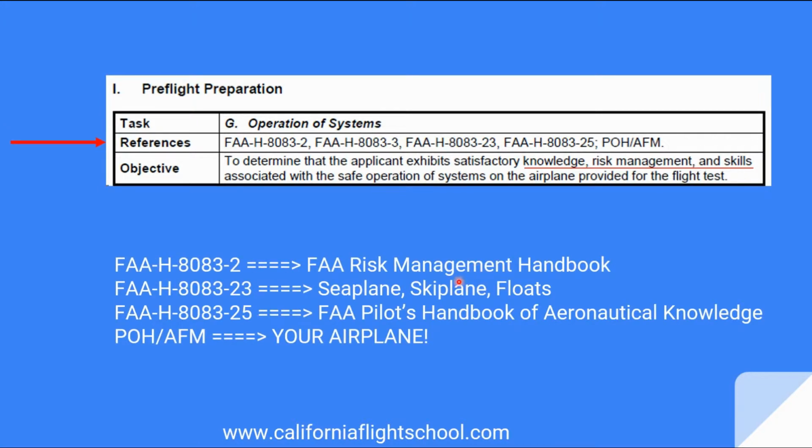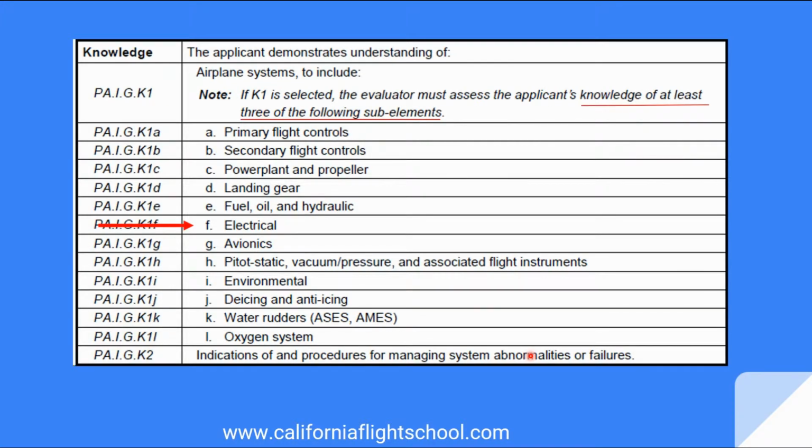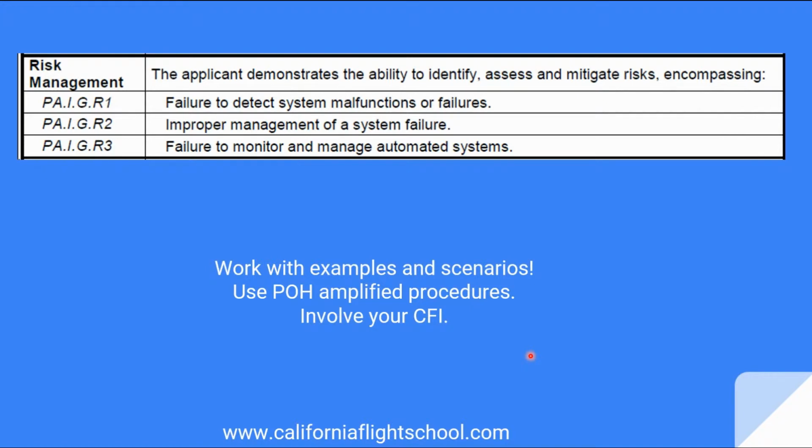Similar with some of the references. In this case, the FAA Risk Management Handbook would be the 8083-2. If you're not going for a seaplane rating, then 8083-23 isn't really going to apply to you. But certainly 8083-25, the Pilot's Handbook of Aeronautical Knowledge, you should already have. And of course, your own Pilot's Operating Handbook or Airplane Flight Manual for the airplane that you're going to fly. So we're just picking one segment out of this, the electrical system, as an example.